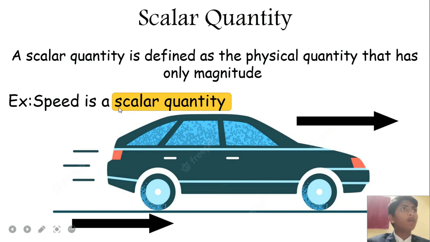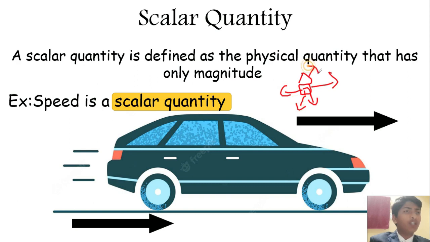If I tell you there is a treasure 50 kilometers from your house, where can you go? If this was your house, and I tell you there is a treasure 50 kilometers from your house, which direction will you go? From this 50 or from this 50, from here 50 or here 50 or here 50. From where will you go 50 kilometers? That's exactly the scalar quantity.